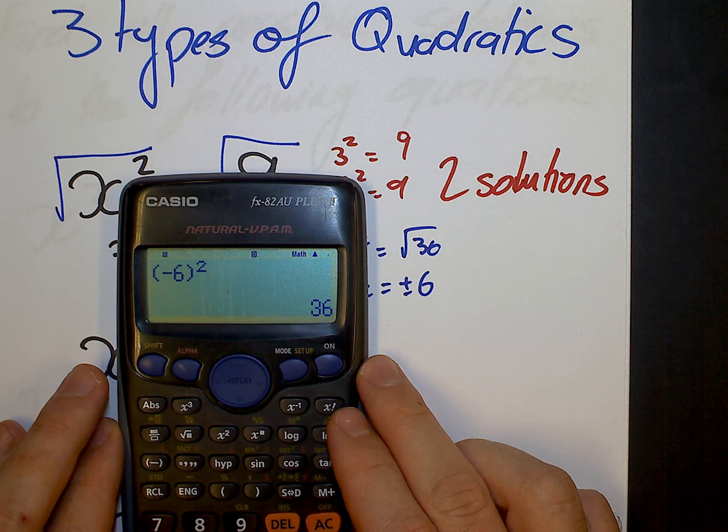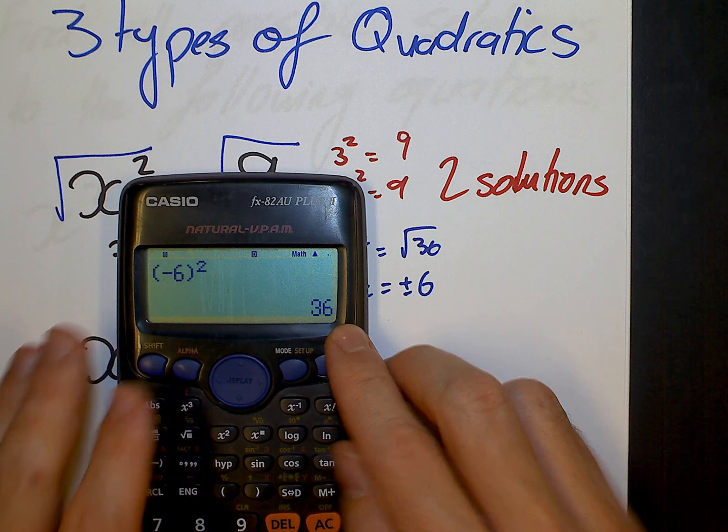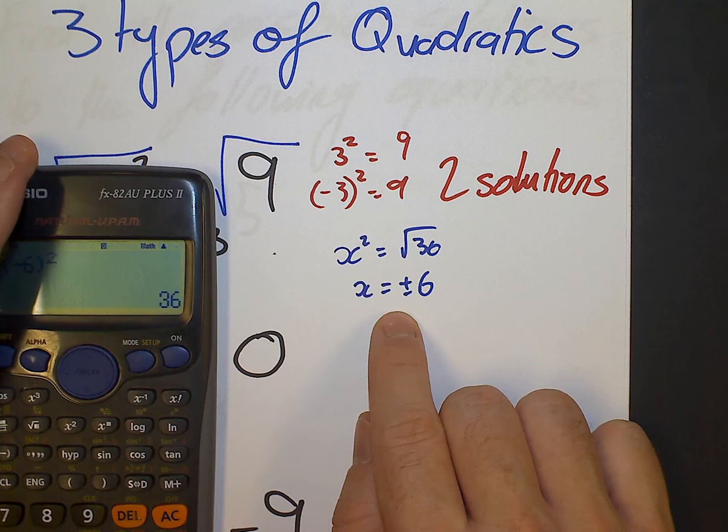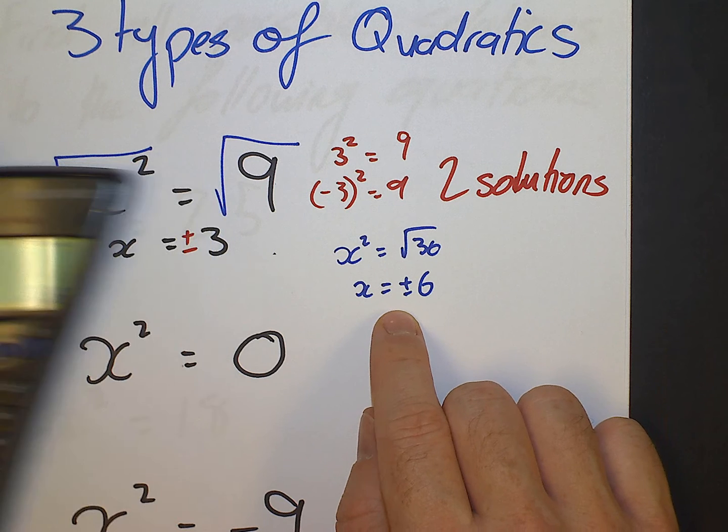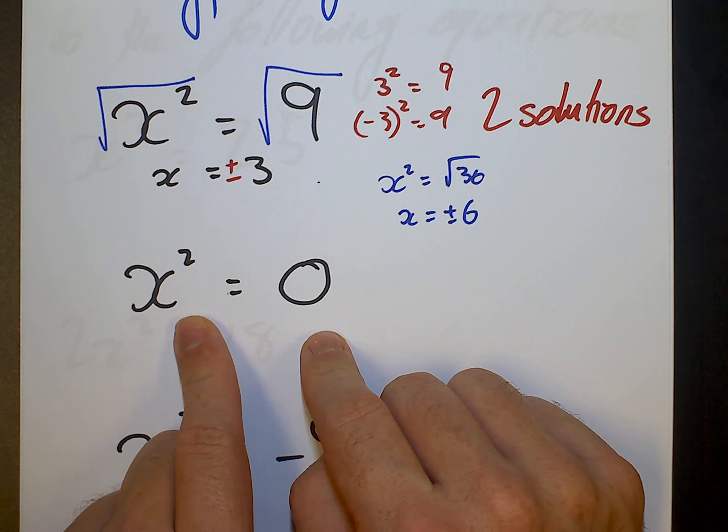Negative 6 times negative 6 gives positive 36. So therefore, this one has definitely two solutions. Now, let's look at this.